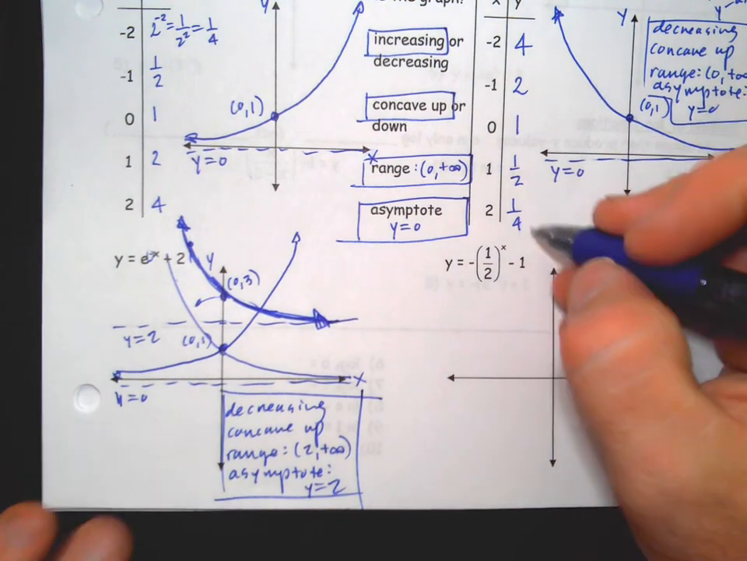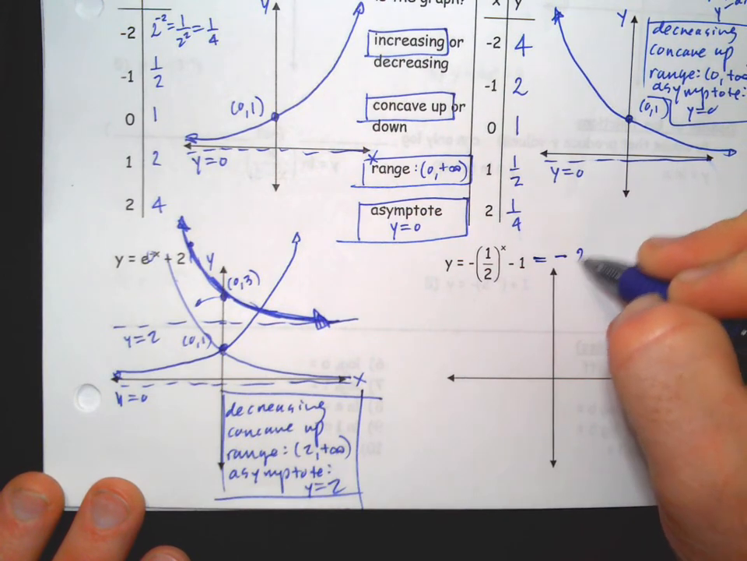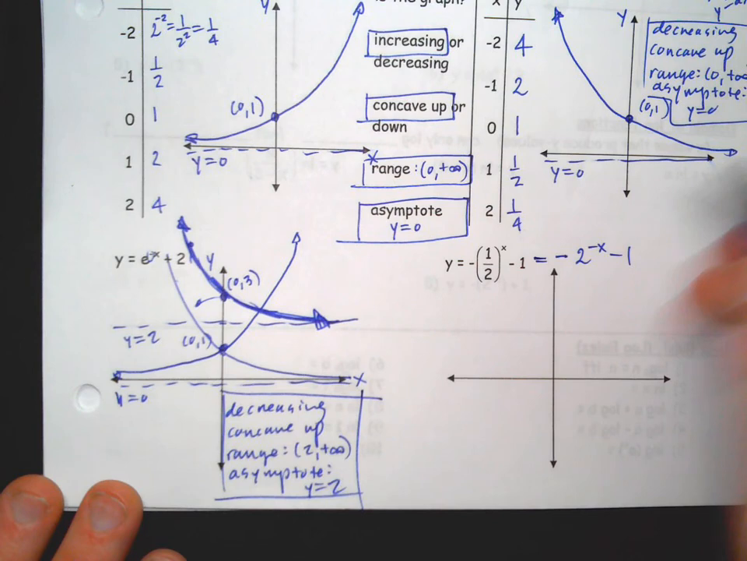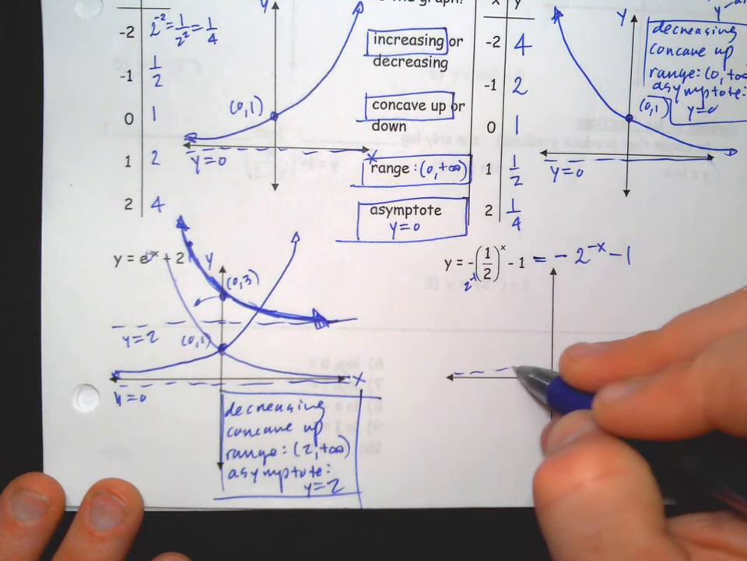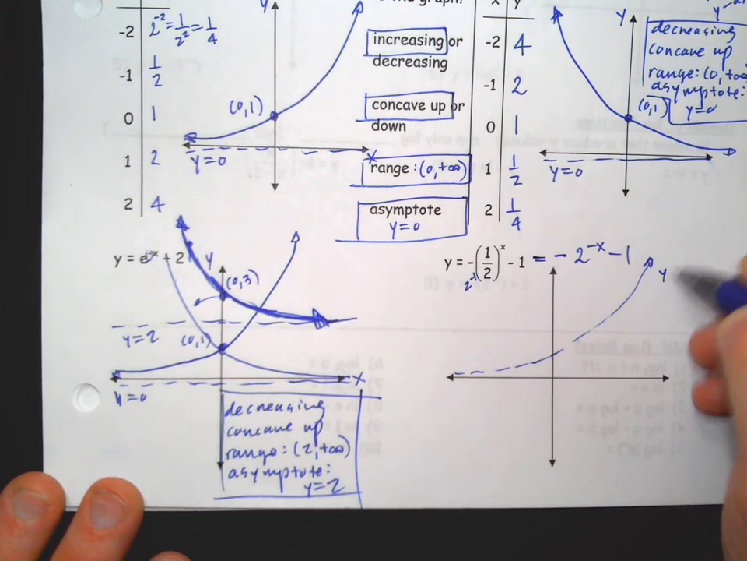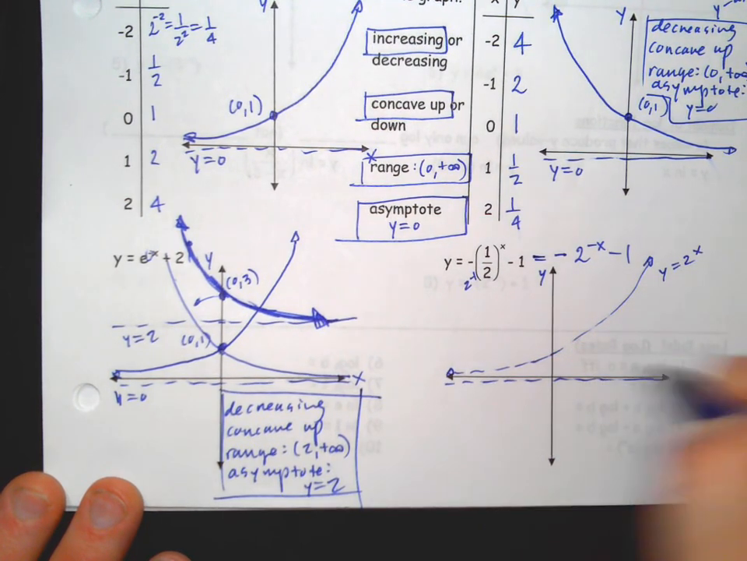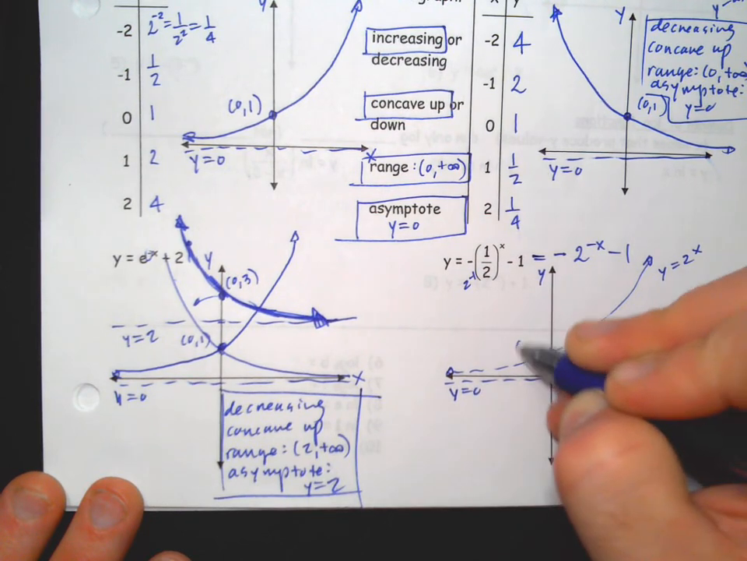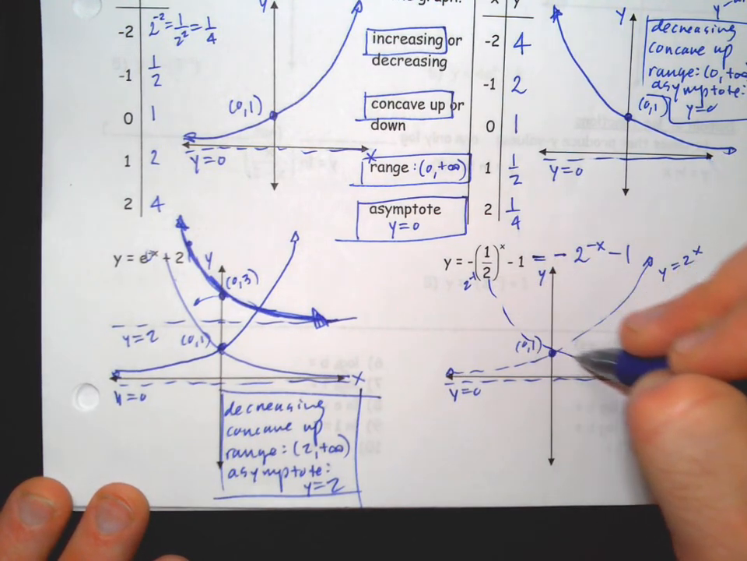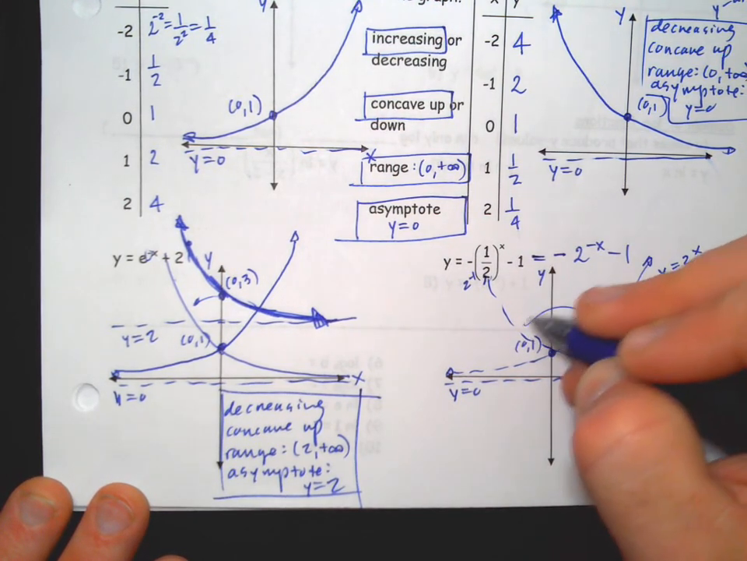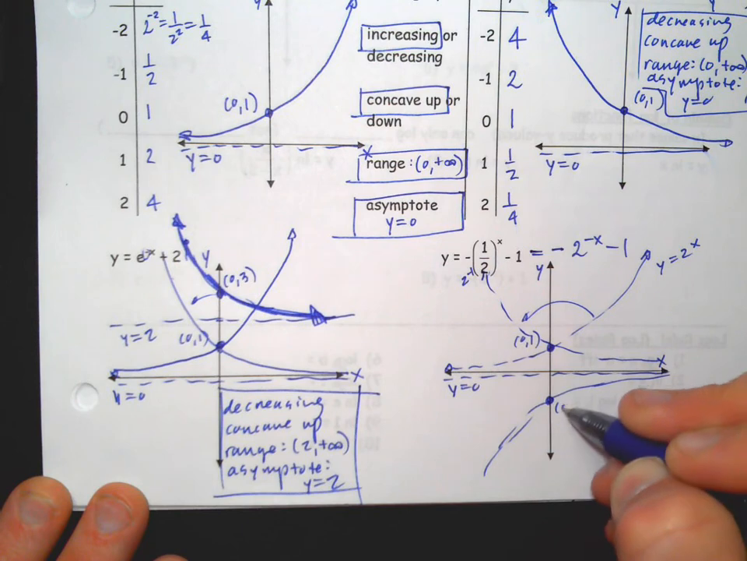Here's another example. Now, like I said, I personally would like to think of this as negative 2 to the negative x, minus 1, because 1/2 is the same as 2 to the negative 1, and the rules of exponents, all that stuff. So I'd start with y=2 to the x as the parent function, and label all this stuff, make it light and dashed. Then the negative on the inside flips it across the y-axis, right? The negative in front flips it upside down.